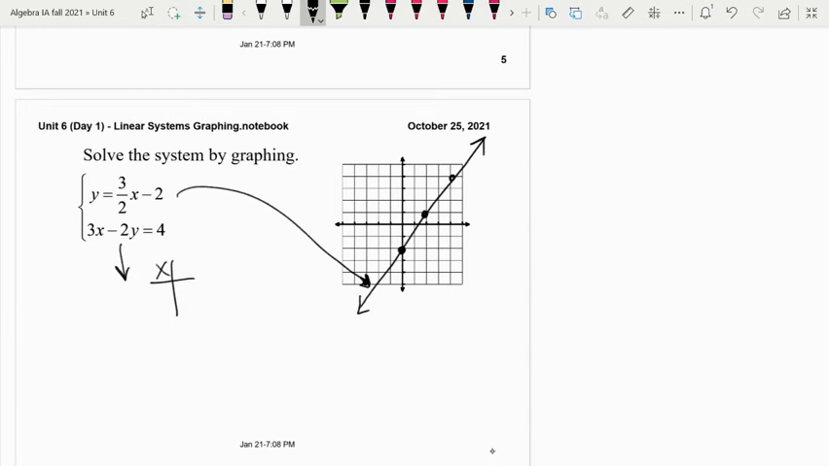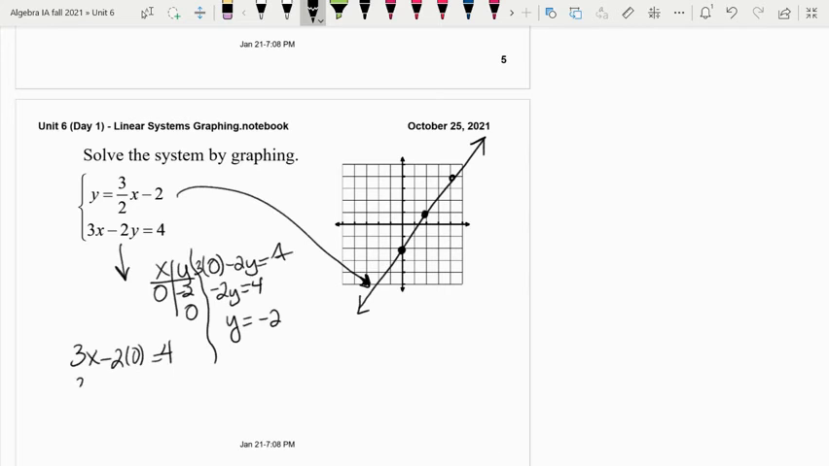This one, let's make an XY chart. If I let x equal 0, I'm left with -2y equals 4, so y is -2, because x is 0, so I'd have 3 times 0 minus twice y equals 4. So y equals -2 when you divide. Now let y equal 0, so I have 3x minus twice 0 equals 4. So I'm left with 3x equals 4, so x equals 4/3, dividing by 3, which is 1 1/3. So my x-intercept is 1 1/3.